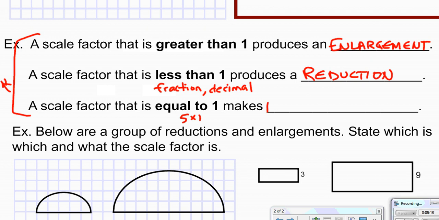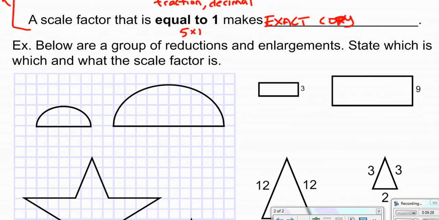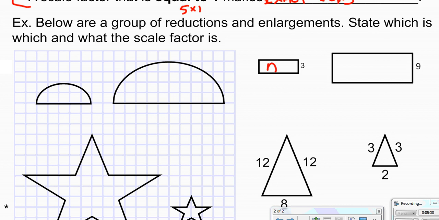Okay, so it makes an exact copy. So by multiplying by exactly 1, you make an exact copy. Oh, that should be a P, not an R. Okay, and so the last, so we've got A going to A prime, B going to B prime, C going to C prime, and D going to D prime. So first thing you need to decide is if it's an enlargement or it's a reduction. So I'll do A for you. It's getting bigger, so it is an enlargement.